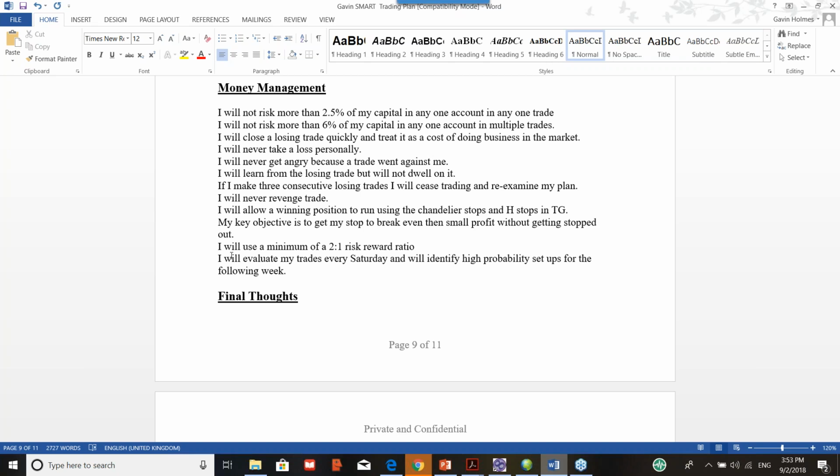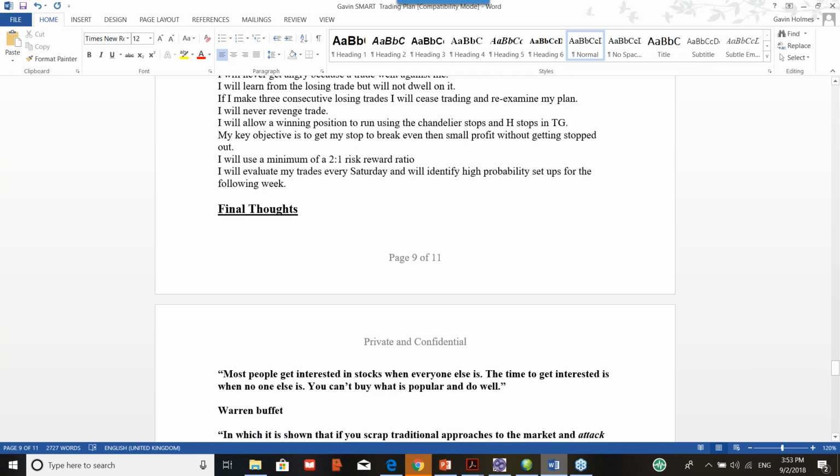In fact, remember what I said: if it doesn't kill you, it makes you stronger. Learn from it, but don't get angry. I will learn from the losing trade, but will not dwell on the losing trade. If I make 3 consecutive losing trades, I will cease trading for the session and re-examine my plan. That hasn't happened to me for a long time, so I'm fine with that. But I will never revenge trade.